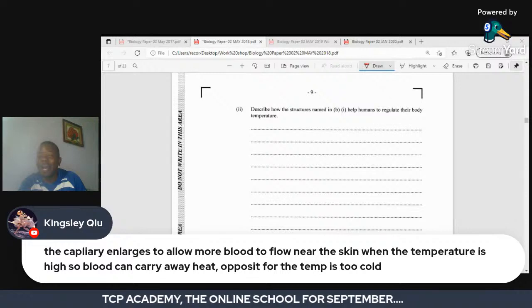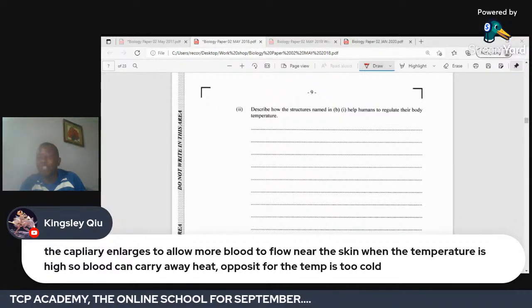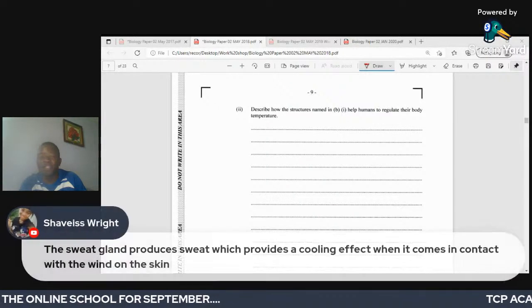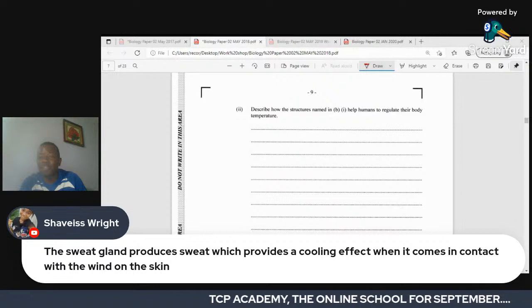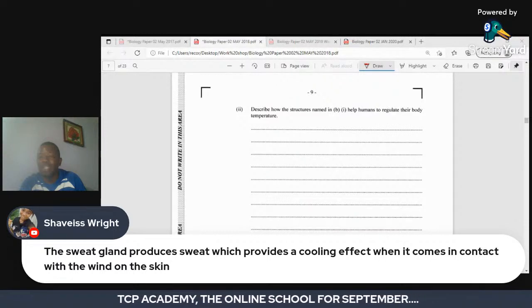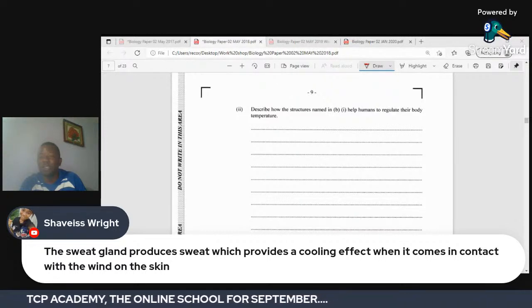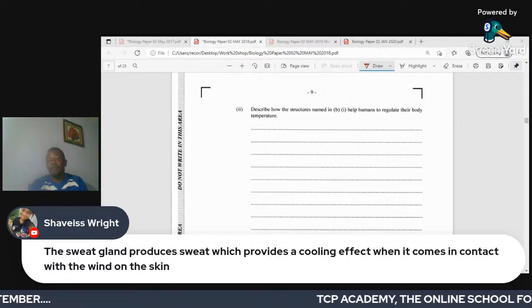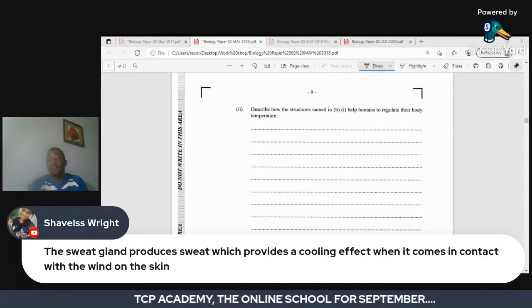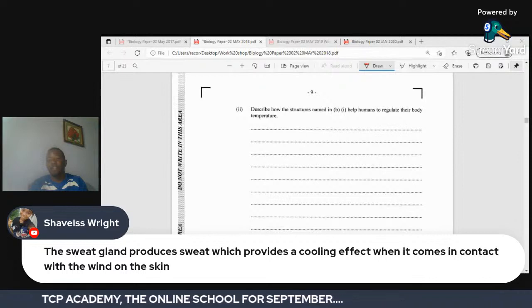All right. The sweat gland produces sweat, which, let me just put it on the screen. All right, there. So what about the ear erector muscle? That's the one that I'm looking for now. What does it do? So I've heard about the sweat gland. I have heard about the blood vessel. What about the ear erector muscle? What's the function of that?